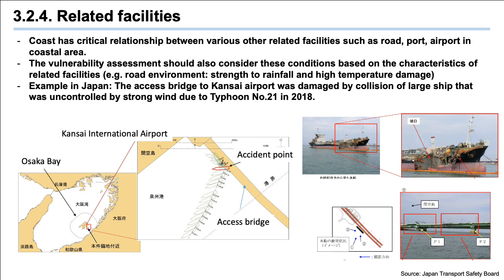Here is an example in Japan. The access bridge to Kansai Airport was damaged by collision of large ship that was uncontrolled by strong wind due to Typhoon 21 in 2018. We cannot use the bridge forward, which resulted in huge economic loss by closure of the airport. So we have to consider the related facilities for vulnerability assessment of coastal protection structures.